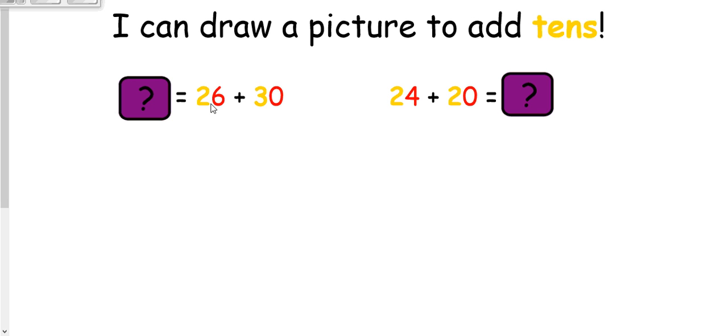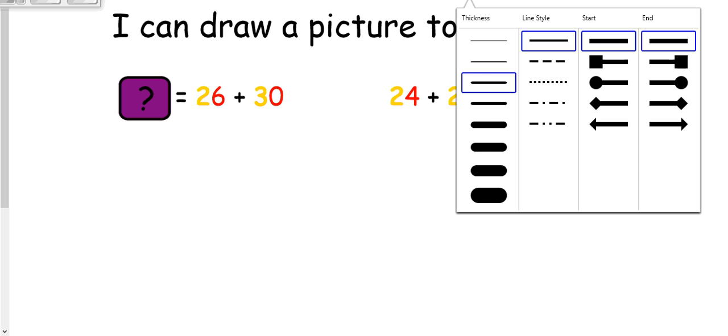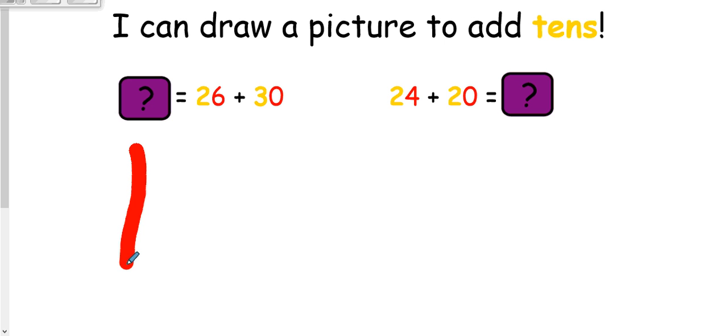Let's look at our part of 26. Does it have any tens? It's got two tens. So let's use a quick 10 to draw 2 tens. 1 10 stick, 2 10 sticks. Does 26 have ones? It's got 6 ones. So let's draw the 6 ones. 1, 2, 3, 4, 5, 6.